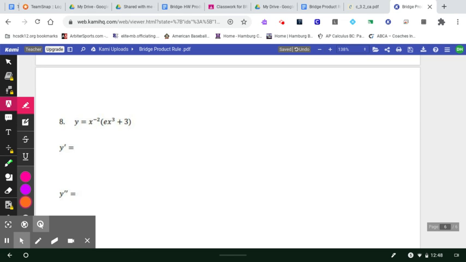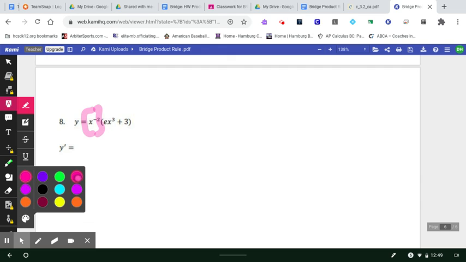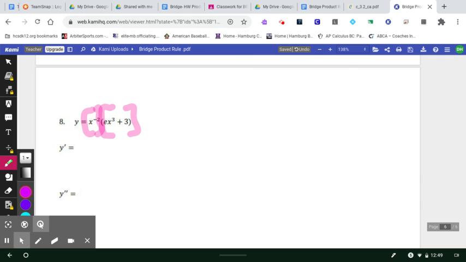Last question here, we'll just review taking first derivatives and then second derivatives. So again, the y prime is saying just take the first derivative. So I'm going to go ahead and bracket in my first term and my second term. And yes, they both have x's. So I can go ahead and apply the product rule.